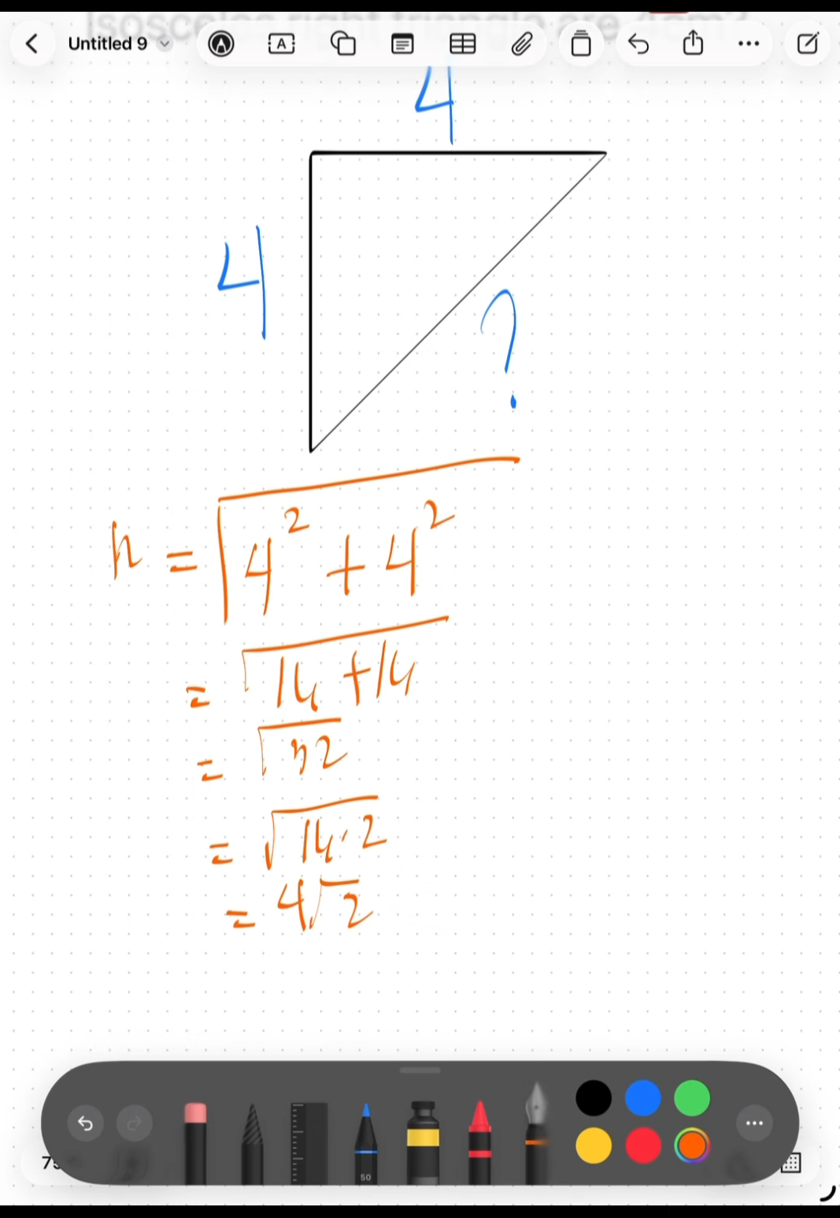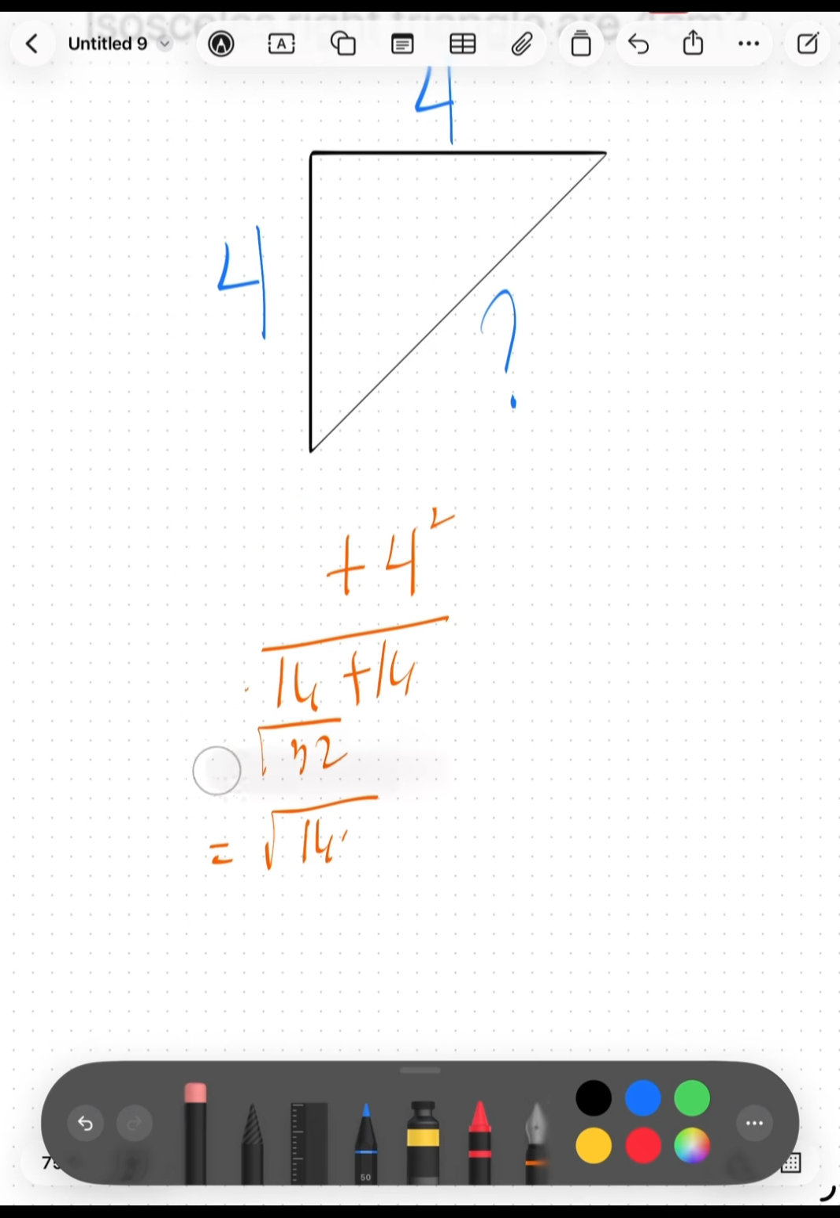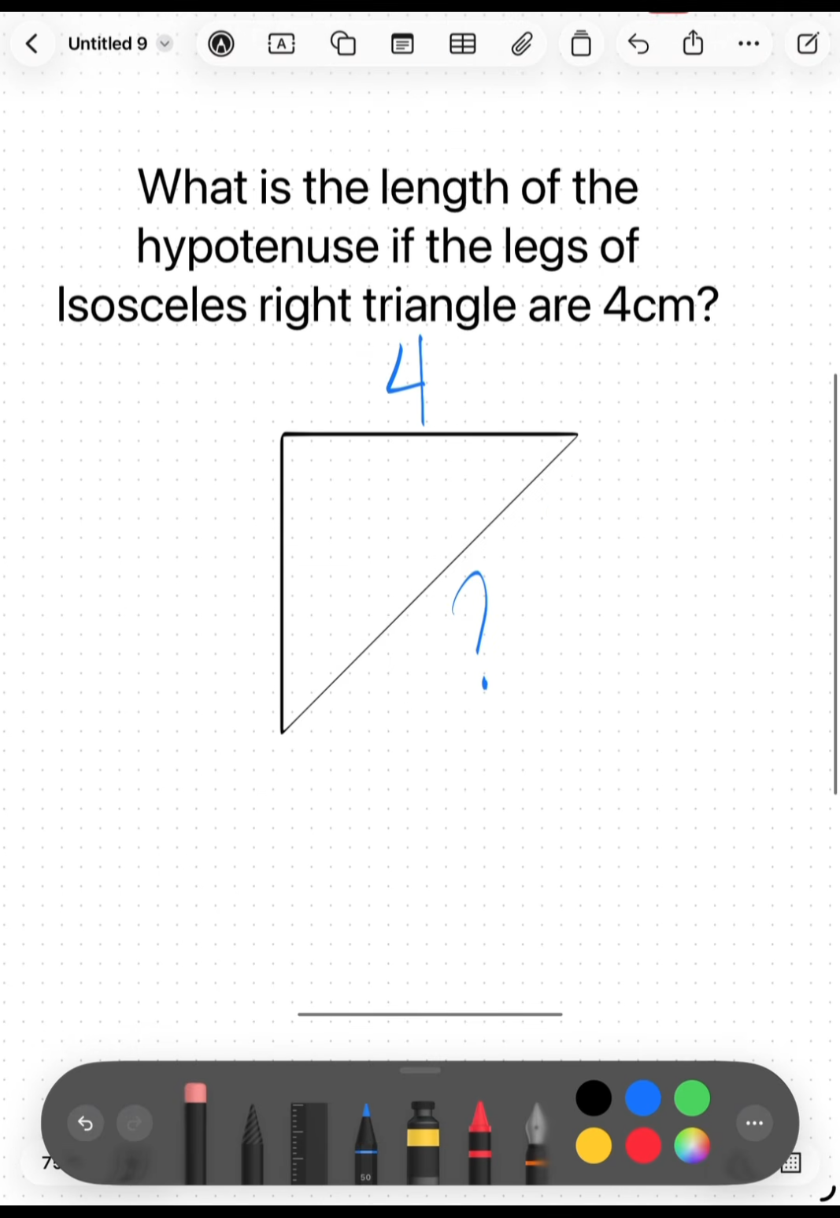However, the thing is, there's a shortcut in here. All you have to do is to remember this pattern. So, the pattern is actually 1, 1, square root of 2. So, if the legs are 1, then the value of your hypotenuse is square root of 2. This is already proven and this is correct. If you want to check, you can actually let the legs be 1 and then you will get the square root of 2.